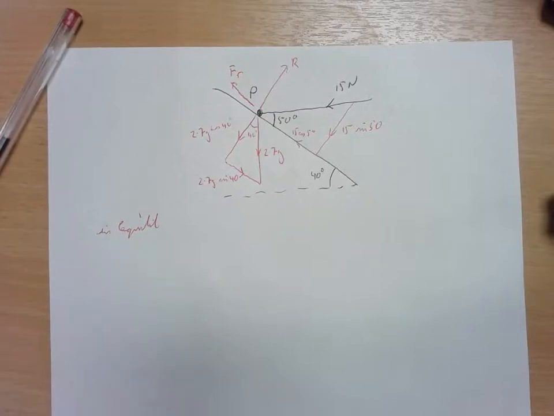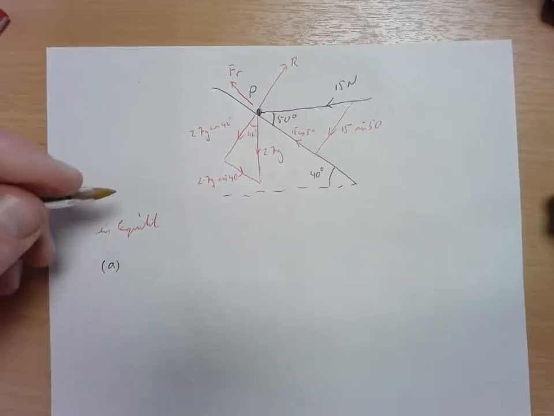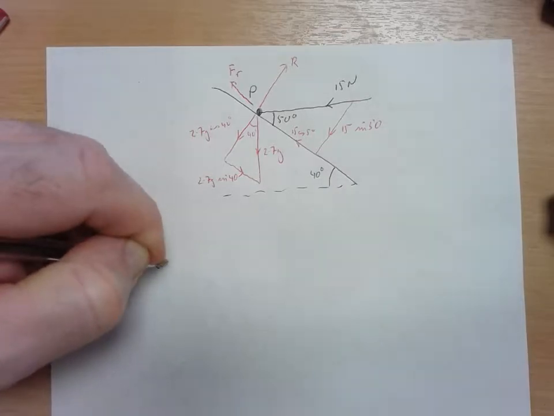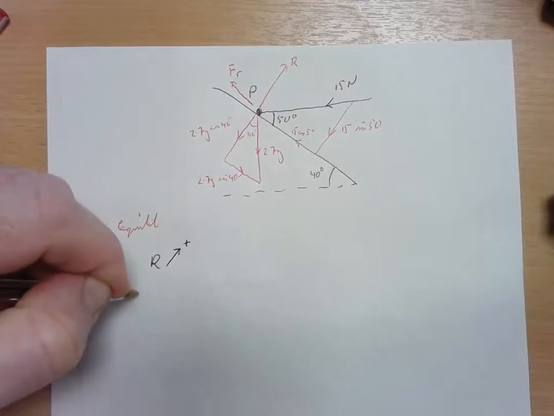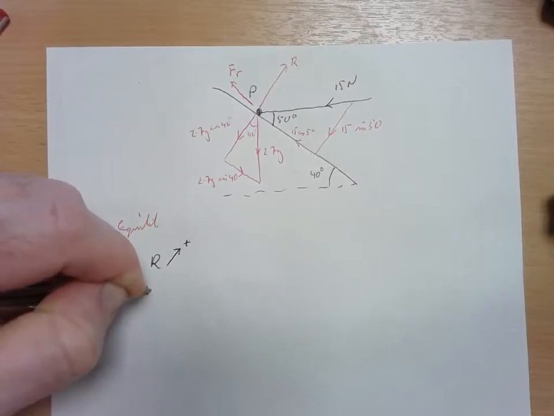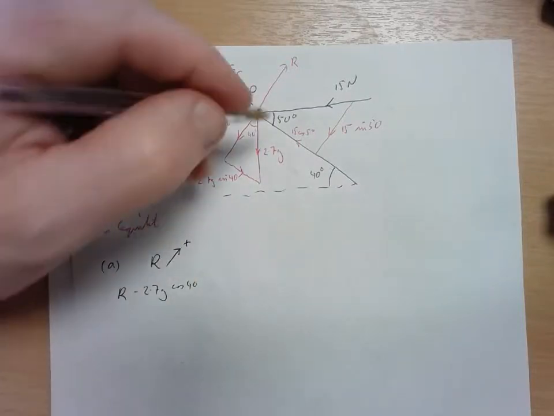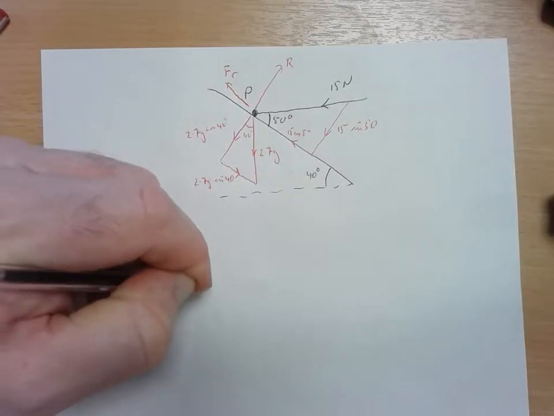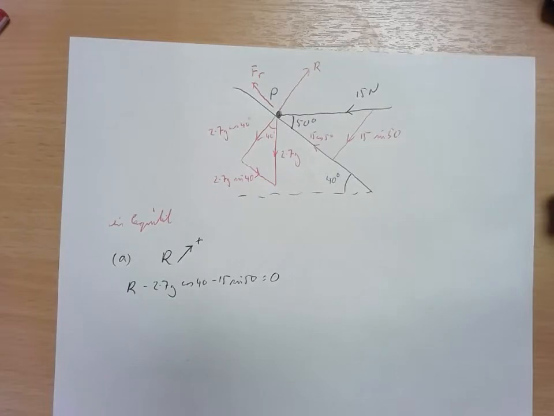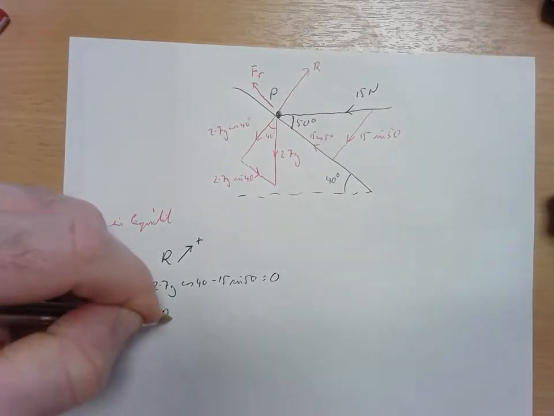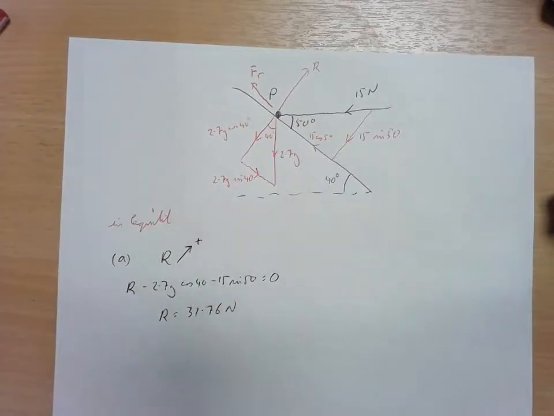Going into part 1 of the question, find the magnitude of the normal reaction, also part A. So I'm going to resolve perpendicular to the plane. In that direction is positive. R minus 2.7 G cos 40 and minus 15 sine 50 equals 0 because it's in equilibrium. And so R equals 31.76 newtons, just plugging that into your calculator.